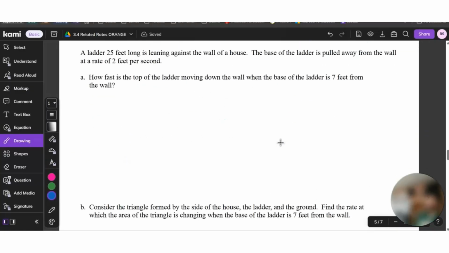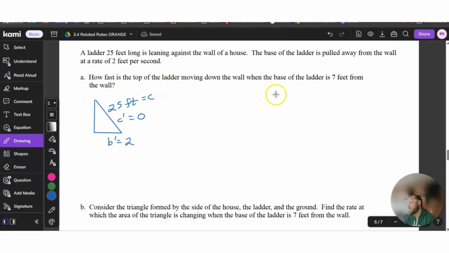All right, we got a ladder. I'm going to lean my ladder up against the wall. The base of the ladder is pulled away from the wall at a rate of 2 feet per second. So, just like when we did the optimization questions, let's draw a picture first. So this is my ladder. It's 25 feet long. Let's call that C. What would the rate that the ladder is changing be? C prime. Is the ladder changing? No, so it would be 0. The ladder's not getting bigger or smaller. Now it says it's being pulled away from the wall, and that is our B prime. So we'll call that one 2.